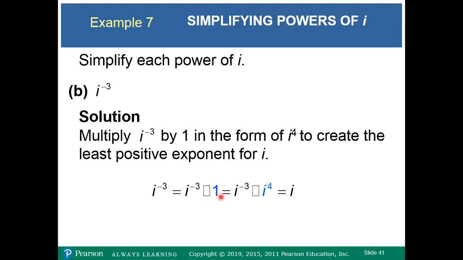But we can also write 1 as a power of i. We know that every 4th power of i is 1. So we want the smallest power of i that will make this into a positive exponent. This would be it. Again, property of exponents: if we have the same base and we're multiplying, we add the exponents. So -3 plus 4 is 1. So now we know that i to the -3rd power is equal to i.